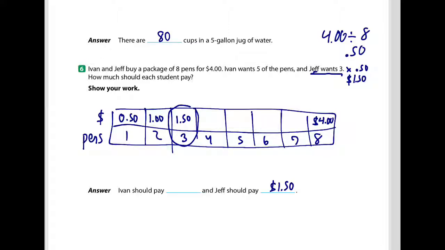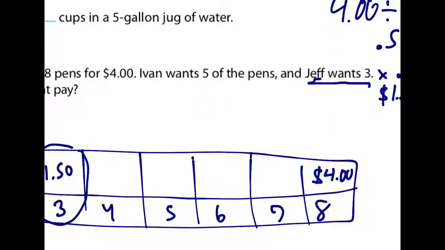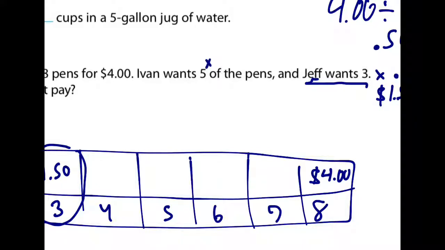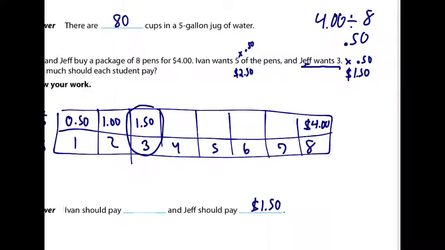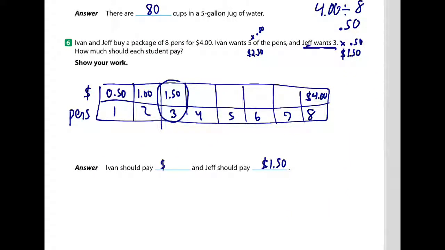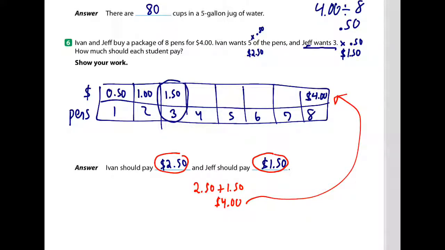Now what about Ivan? Now remember, Ivan wants 5 of the pens. So if you just multiply 5 times 50 cents, you'll get $2.50. So without even filling in the rest of the table, Ivan should pay $2.50. And what do you think is going to happen if we add Ivan's amount and Jeff's amount together? What do you think they should add up to? Well, guess what? $2.50 plus $1.50 is the total $4 that it costs for all 8 pens, which it should. If it didn't add up, we know we're doing something wrong.